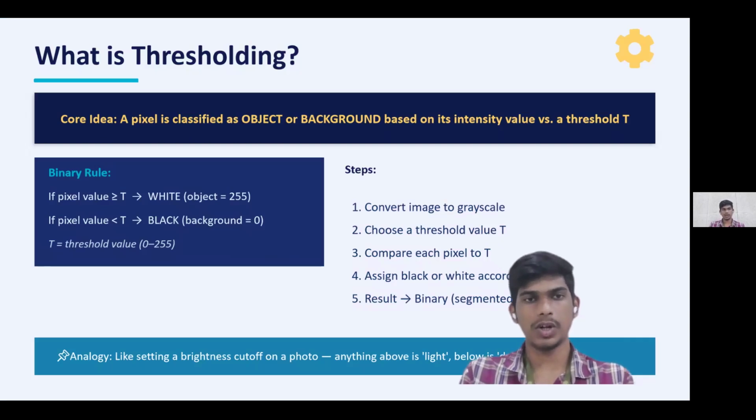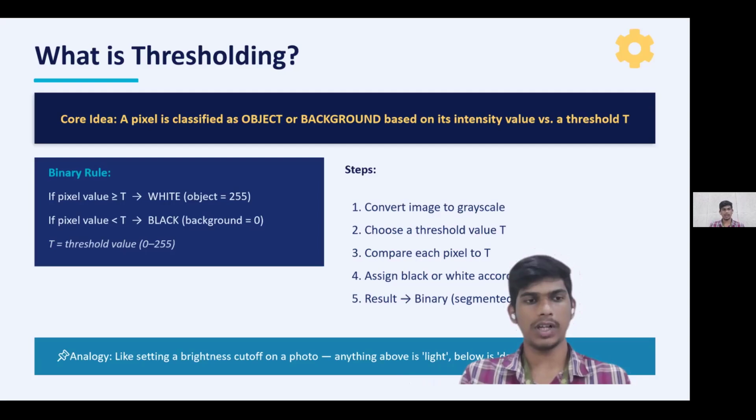Thresholding is a kind of segmentation. The core idea of thresholding is that a pixel is classified as object or background based upon its intensity value. The steps: first, convert the image from RGB format to grayscale format, and choose the threshold value T. T can be anything, and we usually get the T value from a trial and error method. Then we compare each pixel to the threshold value T, and assign black or white accordingly based upon the binary rule.